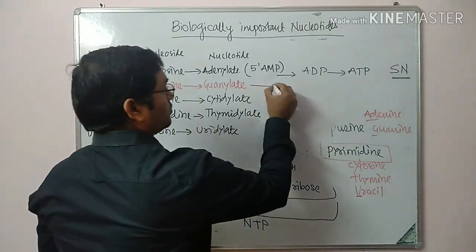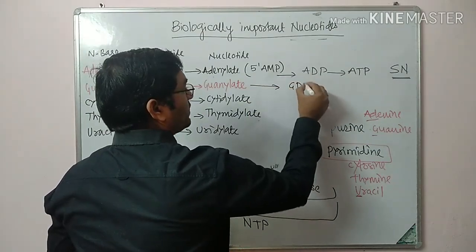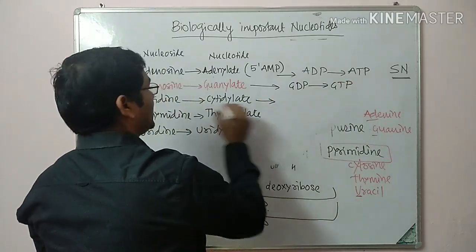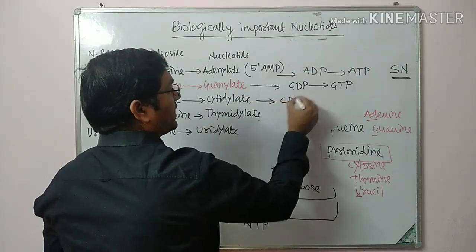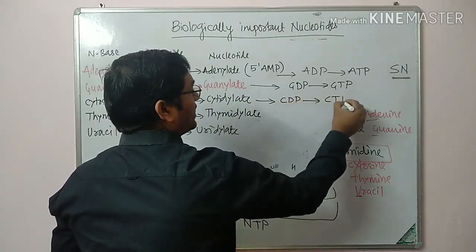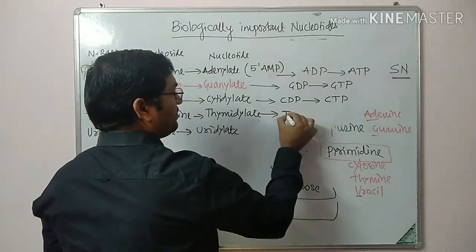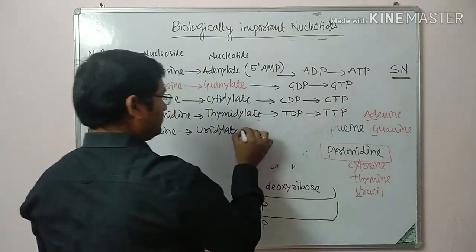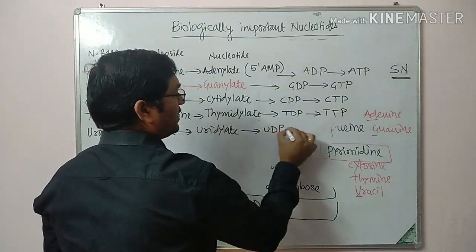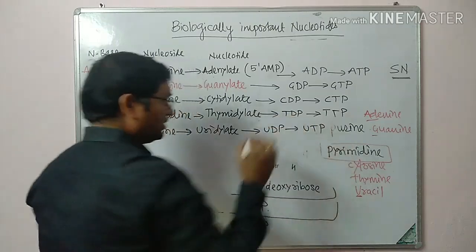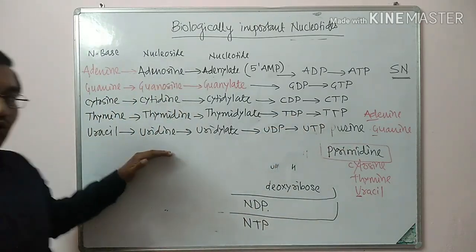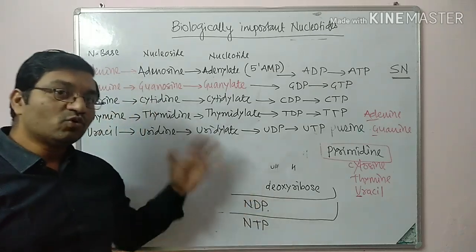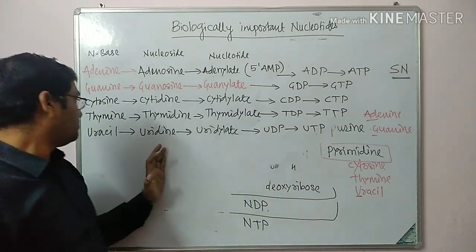Similarly, guanosine diphosphate, guanosine triphosphate. Cytidine diphosphate, cytidine triphosphate. Thymidine diphosphate, thymidine triphosphate. Uridine diphosphate and uridine triphosphate. So these are the important nucleotides which help in the formation of nucleic acid, that is DNA and RNA.